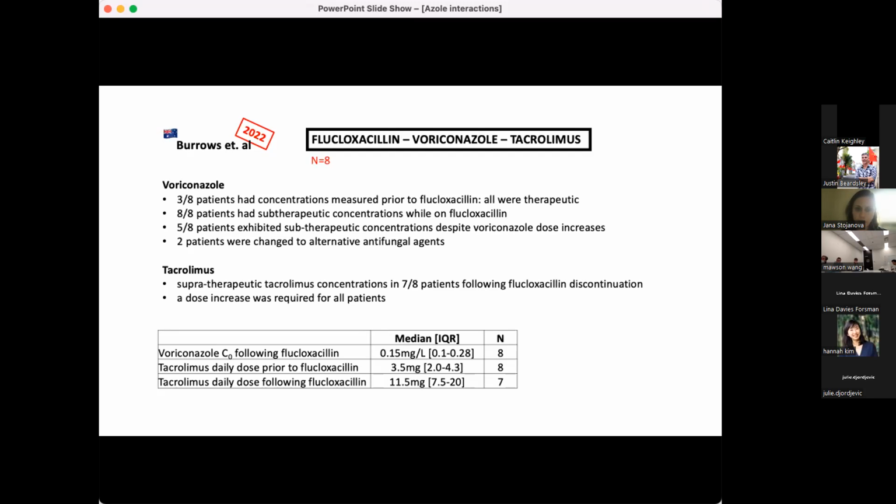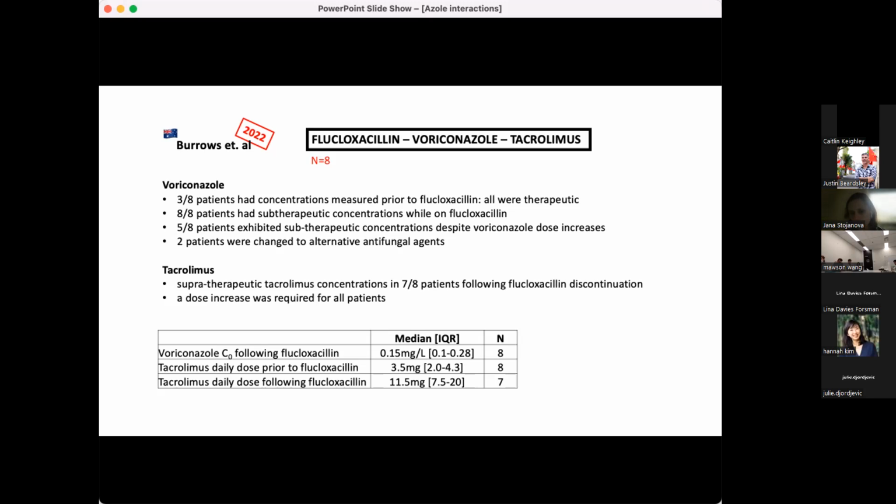So we had 3 of 8 patients that had concentrations measured prior to flucloxacillin. All had been therapeutic prior. 8 of the 8 patients had subtherapeutic concentrations of voriconazole while they were on flucloxacillin. 5 of these exhibited subtherapeutic concentrations despite voriconazole dose increases. Speaking to that point that I made before, you just keep adding and nothing happens. And 2 patients were changed to alternative antifungal agents.